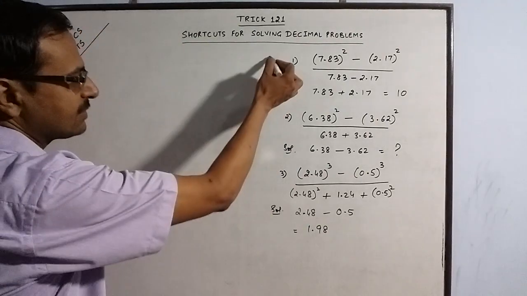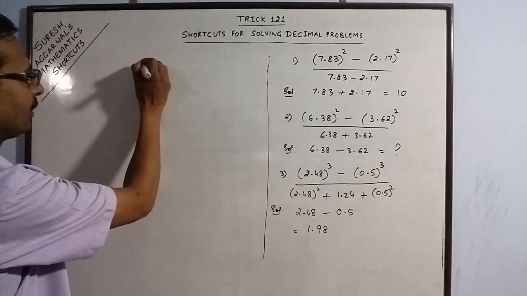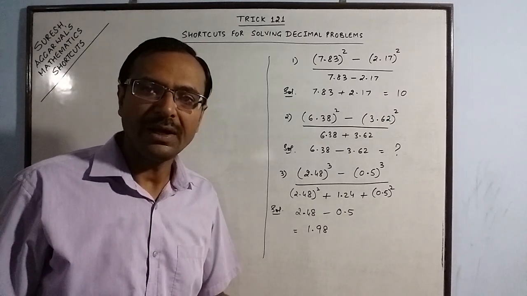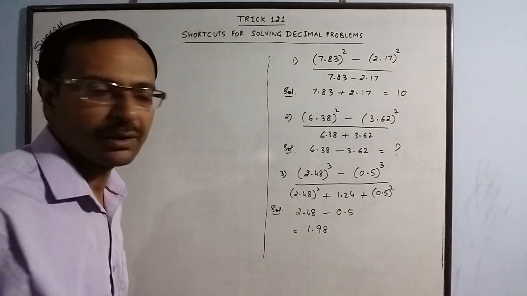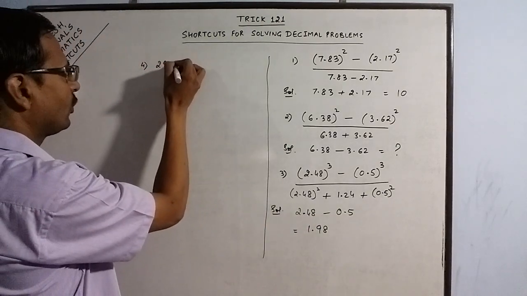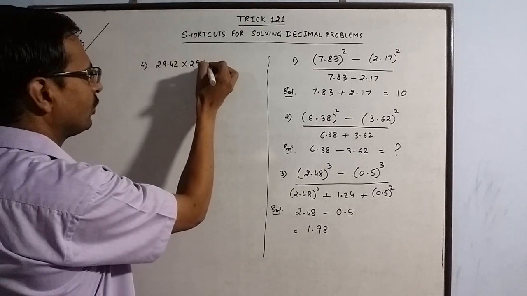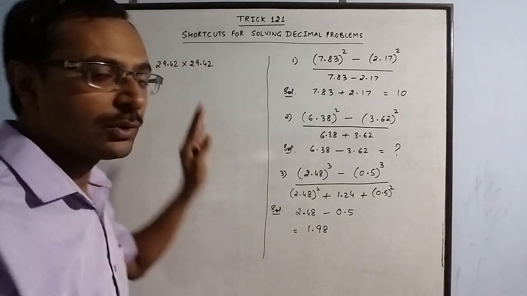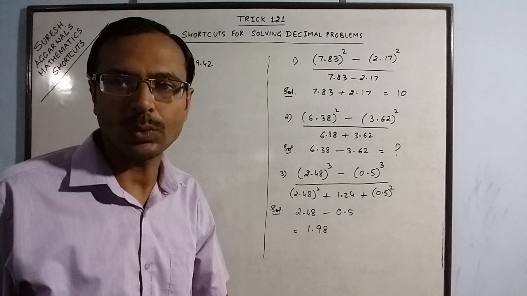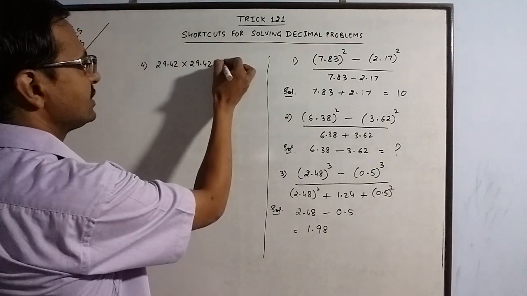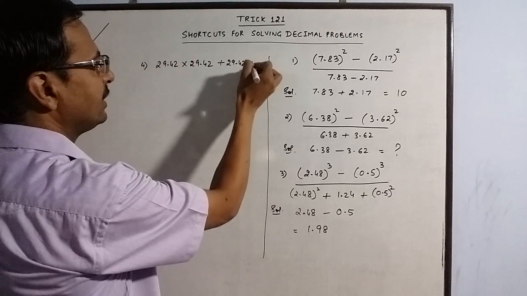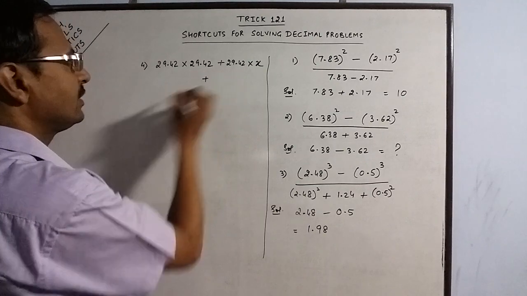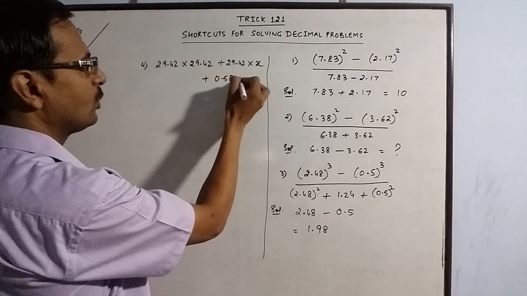Likewise, we can have some more questions. Now there is a simplification question wherein we have to find the value of a particular variable. Say we have 29.42 multiplied by 29.42, that is 29.42 whole square. Now the thing is very clear that we are going to have an identity which involves the use of a square, plus say we have 29.42 multiplied by x. Now we have to find this x, and in the third term we have 0.58 into 0.58.